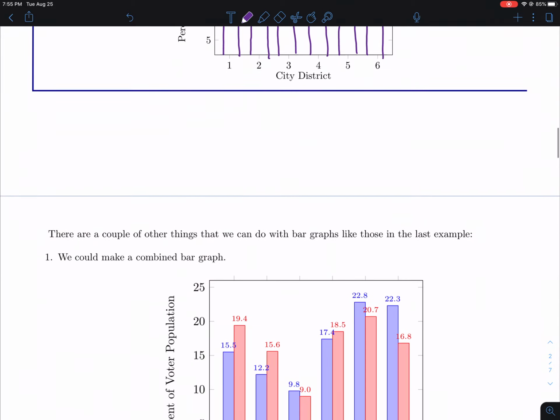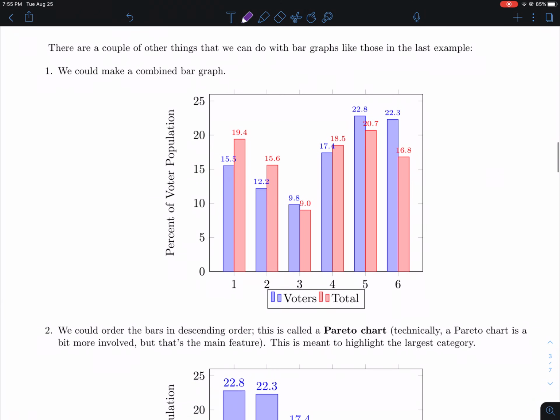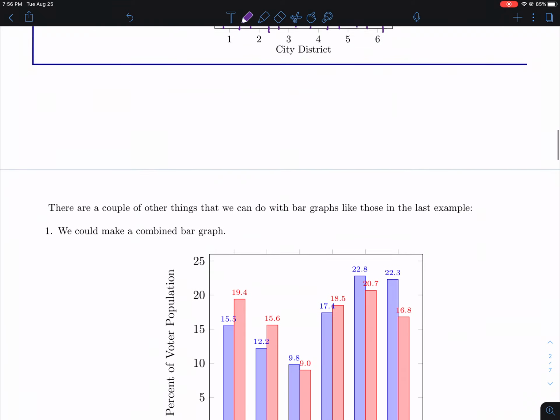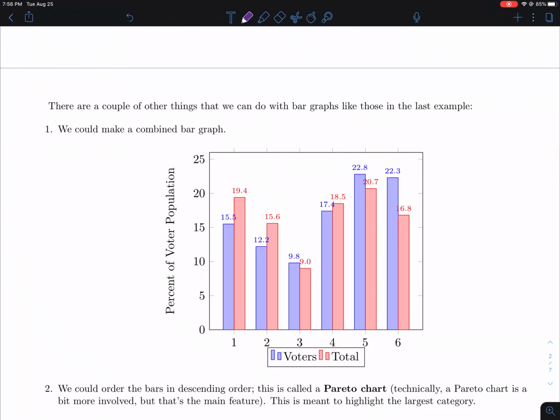All right, so there are some other cool things that you can do with bar graphs. In this case, if we look at this top bar graph, what they've done is they've compared the voters and the totals. They've taken these two pictures above and basically merged them together. If you notice, 15.5 and 19.4 for District 1 is exactly what we've got here. The graph I drew is in red, the original graph was in blue. So it gives you a comparison so you can compare these together.